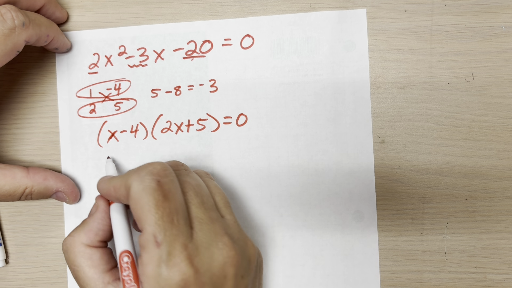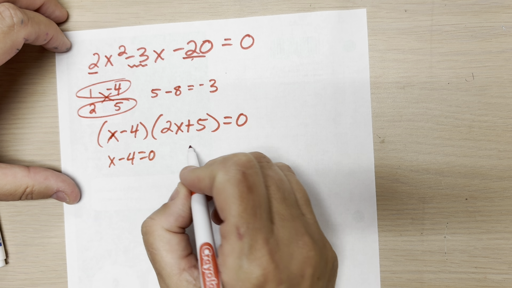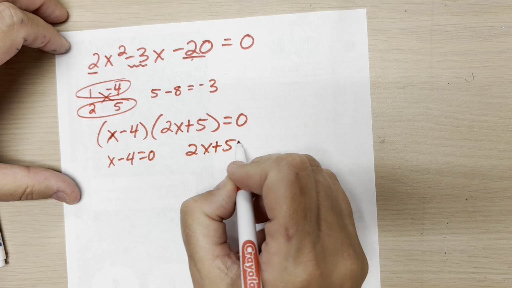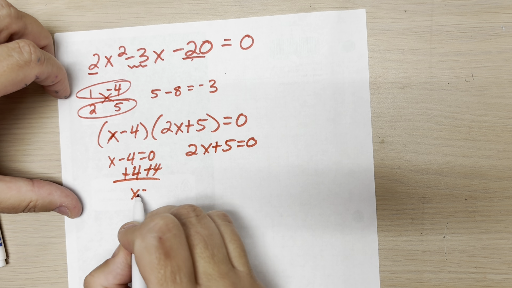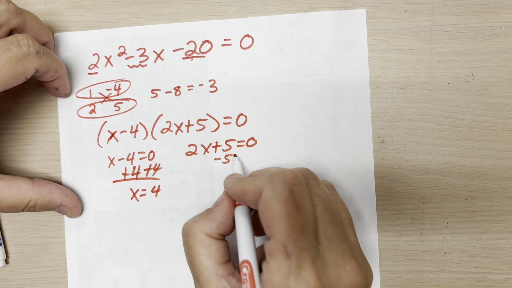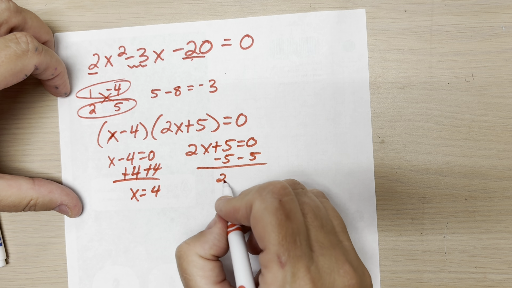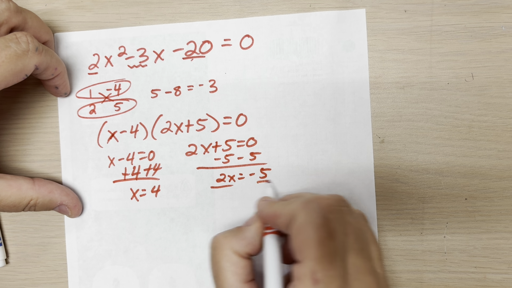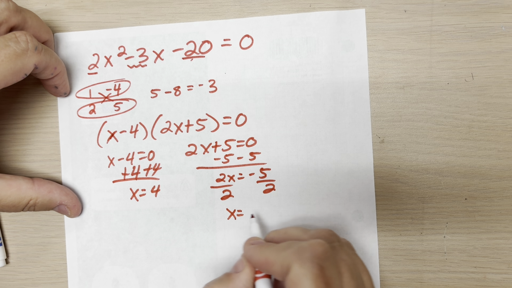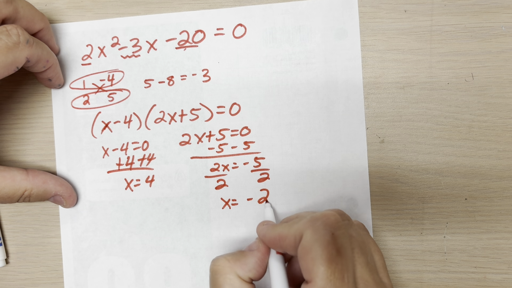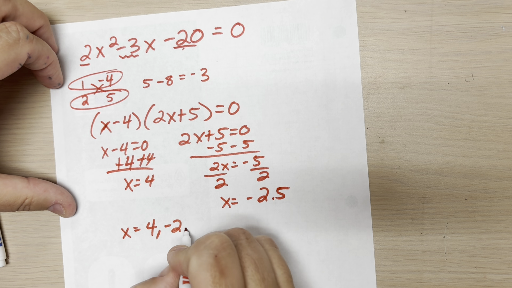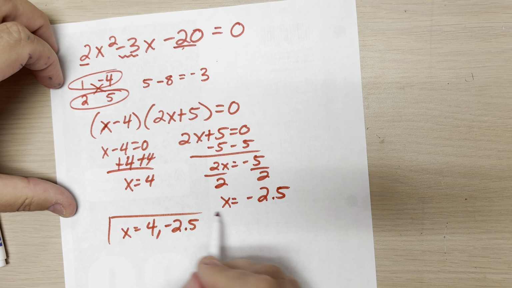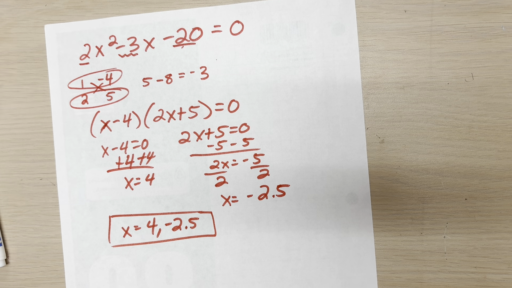Okay, so we're going to set each of these factors to 0. The one on the left, that's not so bad, right? We can just add 4, so we know x is 4, easy peasy. This one's a little sneaky, so we have to subtract the 5 and then divide by 2. So we end up with negative 2.5. Okay. We got 4, negative 2.5, or negative 5 halves, it doesn't matter to me. But that's pretty much it.